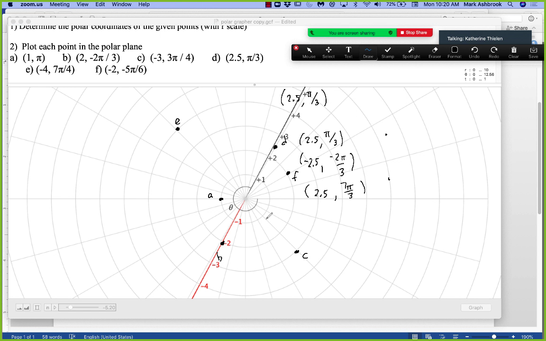I think negative 5 pi over 3. I think you're right. So let's just count it out. There's 1 pi over 3, 2 pi over 3, 3 pi over 3, 4 pi over 3. That's it. So it's negative 5 pi over 3, and that would be positive 2.5.